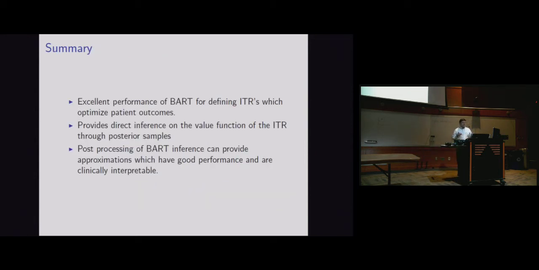So in summary, BART has excellent performance for defining these individualized treatment rules that optimize patient outcomes. It gives you direct inference on the value function of the ITR through those posterior samples. You can do post-processing of that BART inference to provide these approximations that are clinically interpretable, and also hopefully have good performance, although you may not always be able to come up with that kind of approximation. So that's it for this. Any questions?